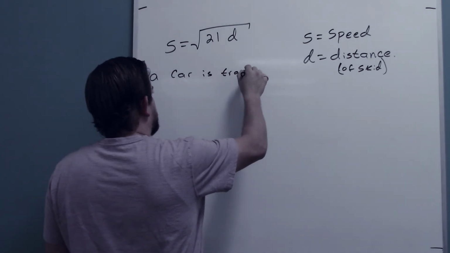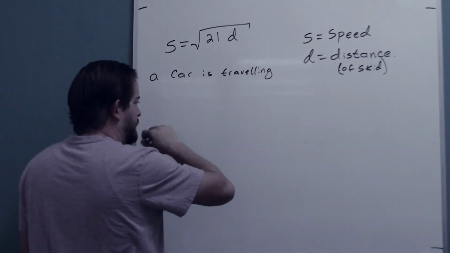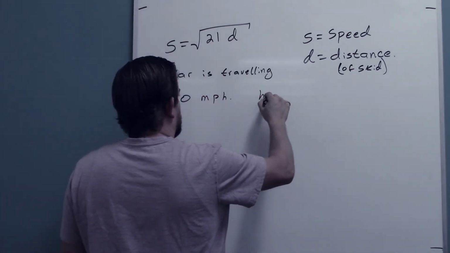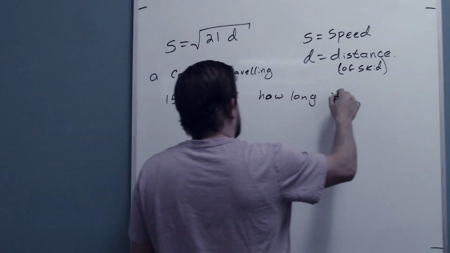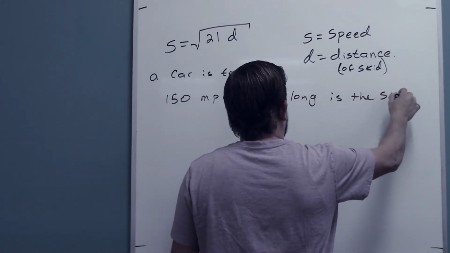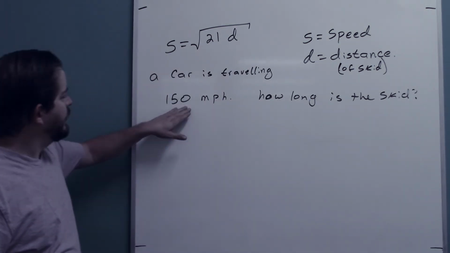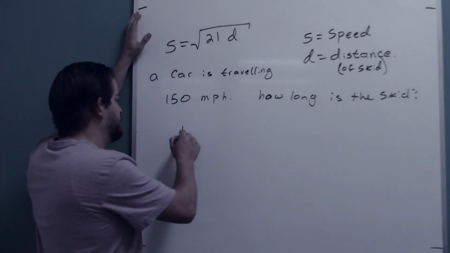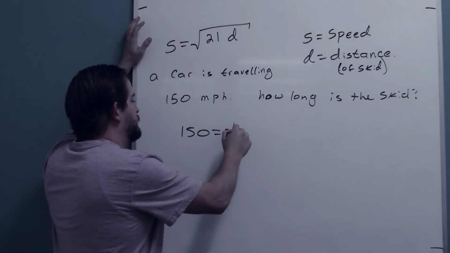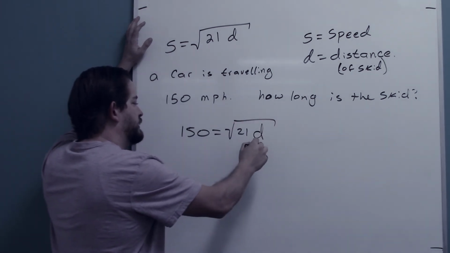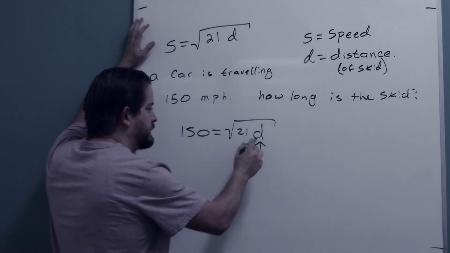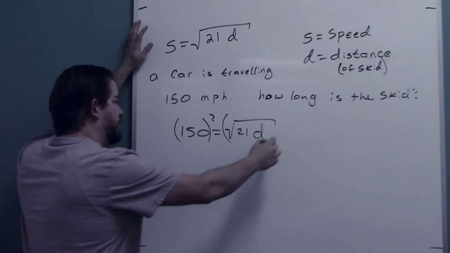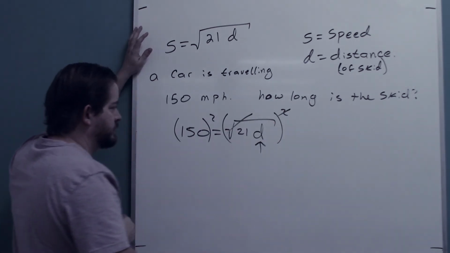But let's say a car is traveling 150 miles per hour. How long is the skid? So I know how fast it's going, right? That's the speed. So I know that I have 150 equals the square root of 21d, and I want to solve for d. That's my goal here, is to figure out what d is. How do I get it by itself? Well, I can square both sides, and squaring undoes this square root, right?